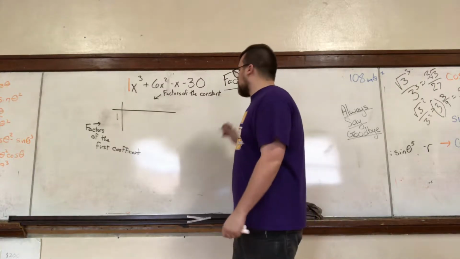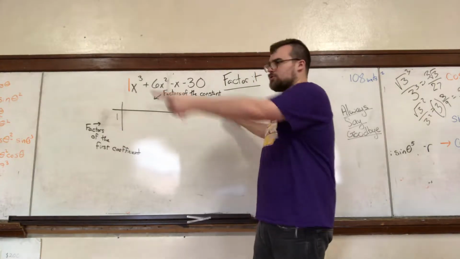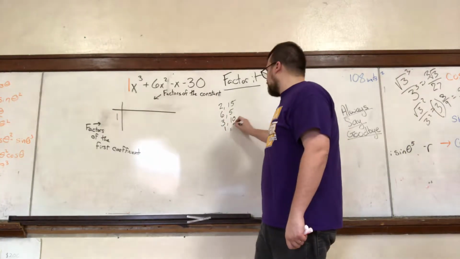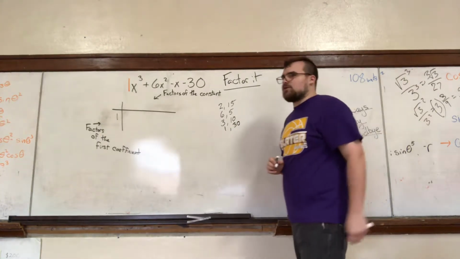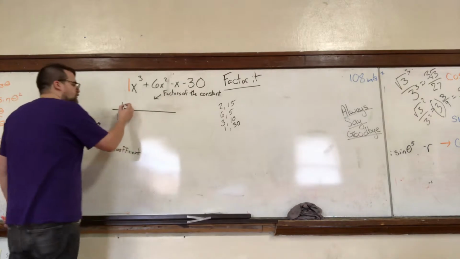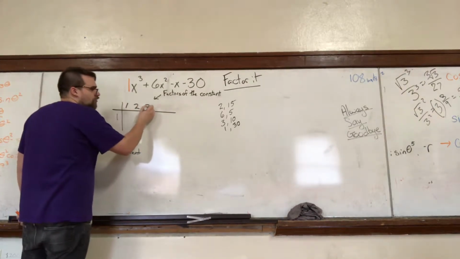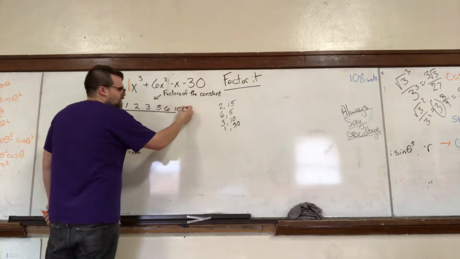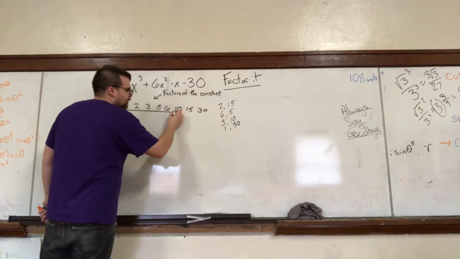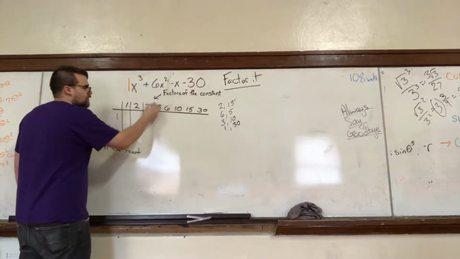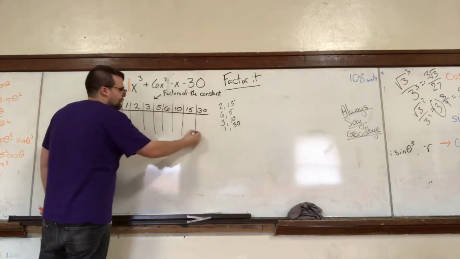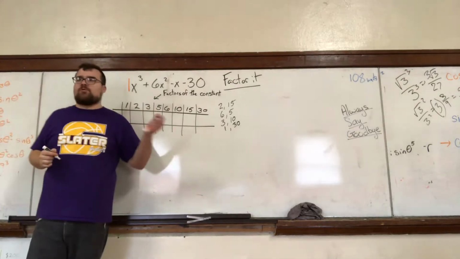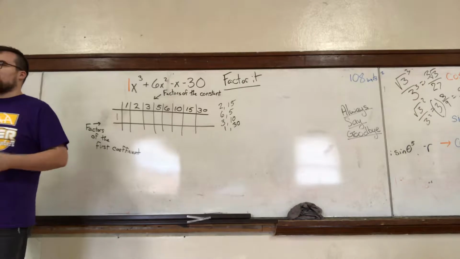2 and 15. So 2, 15, what else? You got 6 and 5, 3, 10, 1, 30. Any others? No, that's all of them. So what I'm going to do is write all of these factors across the top. 1, 2, 3, 5, 6, 10, 15, 30, right? And now I'm going to kind of make a grid here. Sometimes we're not going to have a 1 out front, so we'll have multiple rows to this grid. But in this case, we just have one row and a lot of columns.